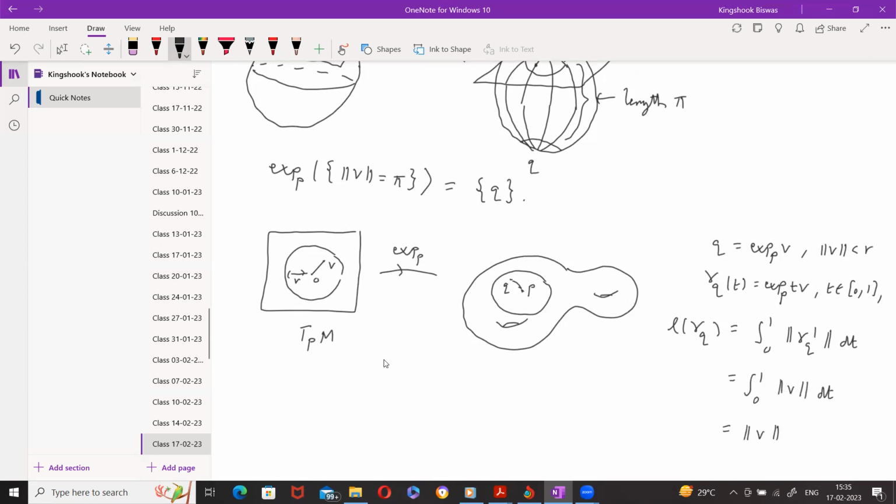Okay. And what we're saying is that this is the shortest length curve. So in fact, norm v will be equal to the length of gamma q, which will be equal to the distance between P and Q. Okay.